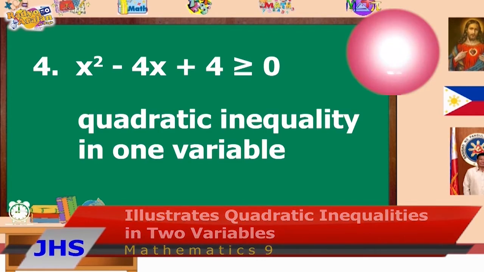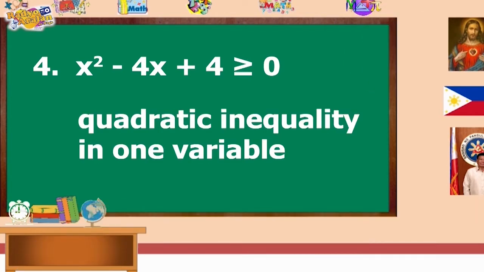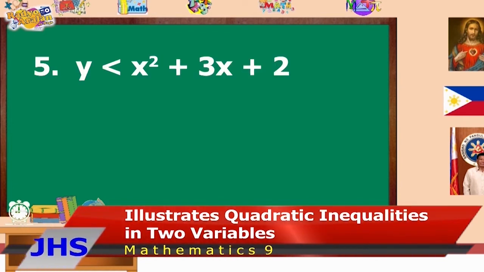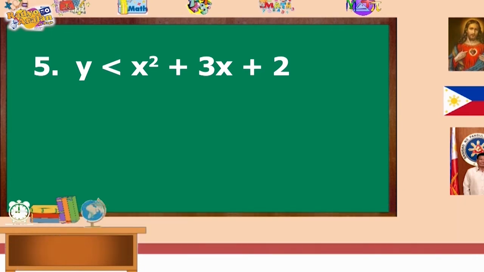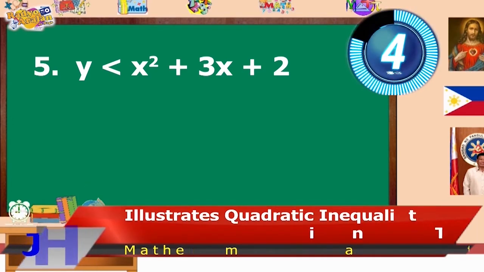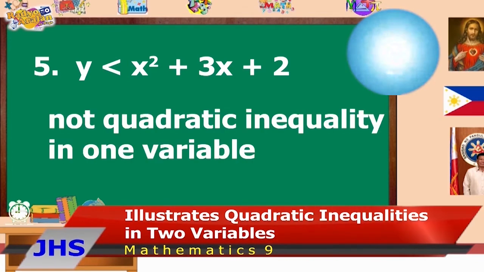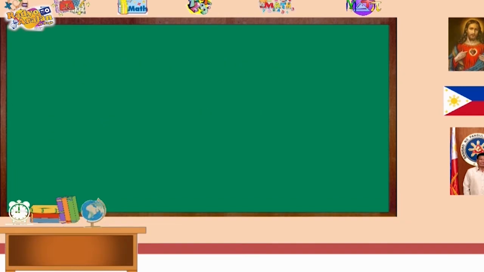That is quadratic inequality in one variable. Number 5. y is less than x squared plus 3x plus 2. That is not quadratic inequality in one variable.